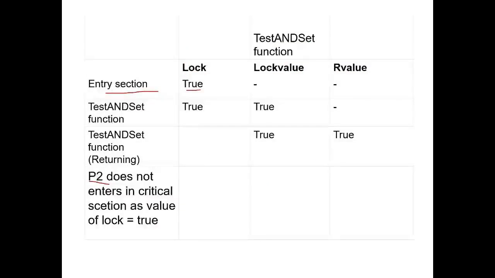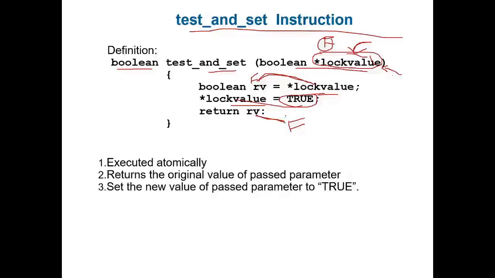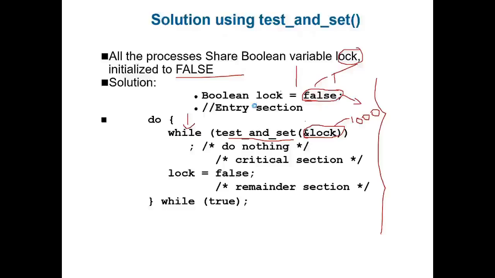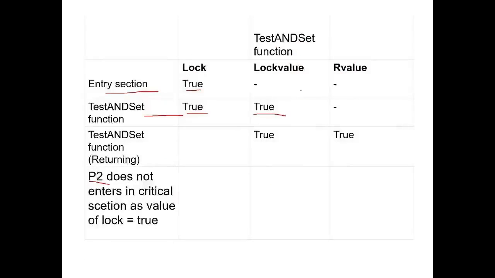So lock value is true here, and then in test and set also the lock value is going to be true. See here, it is true again. Now it is going to initialize true only here, and you can see the lock value is only true here. Then while returning, both lock value and the R value are going to return true. So in this way, it does not allow the other process to enter into the critical section.